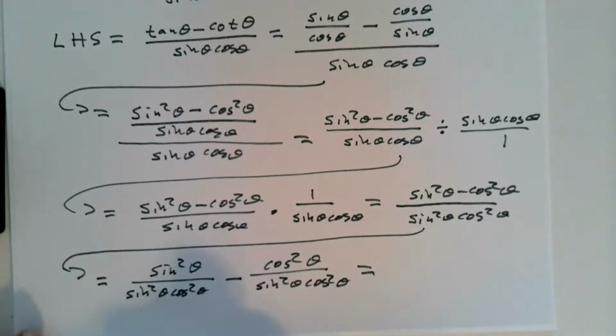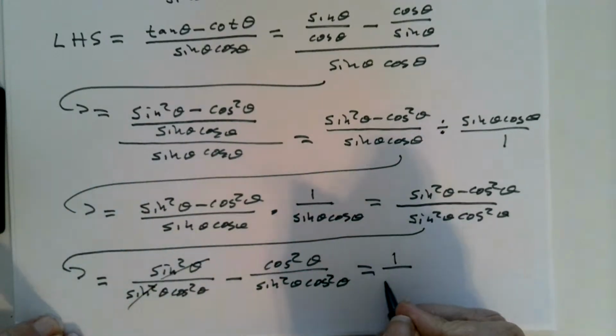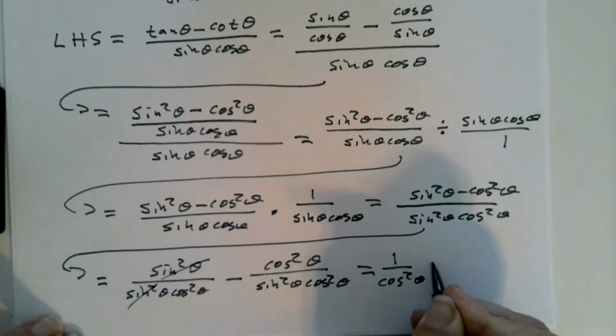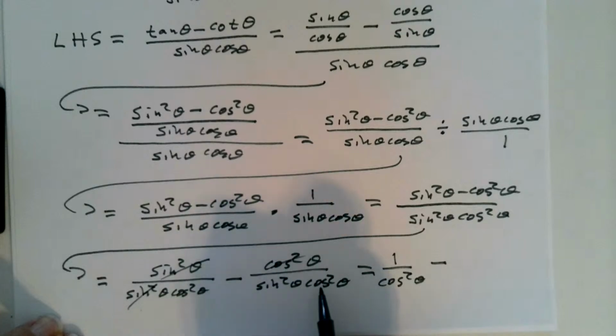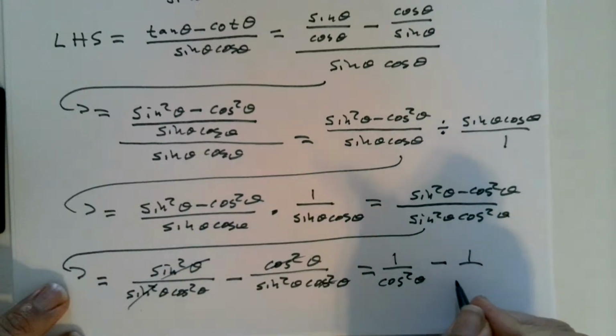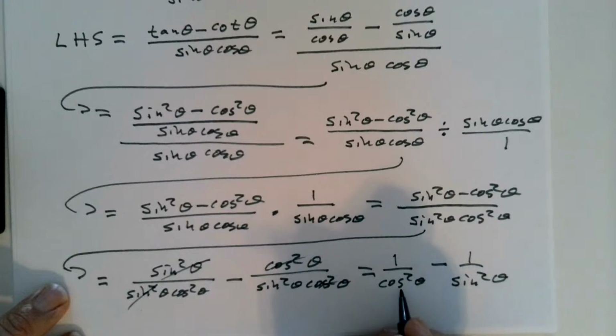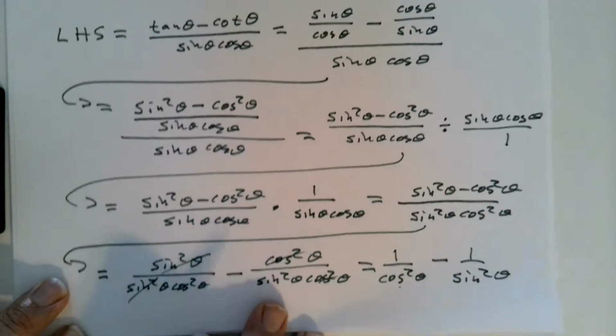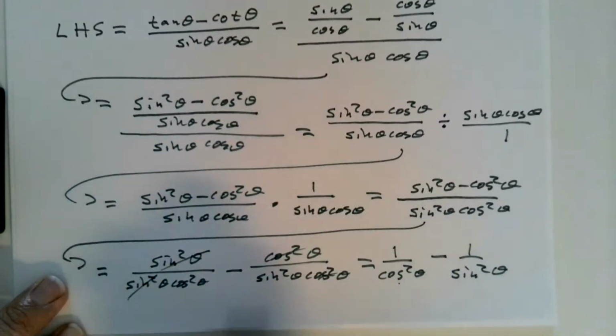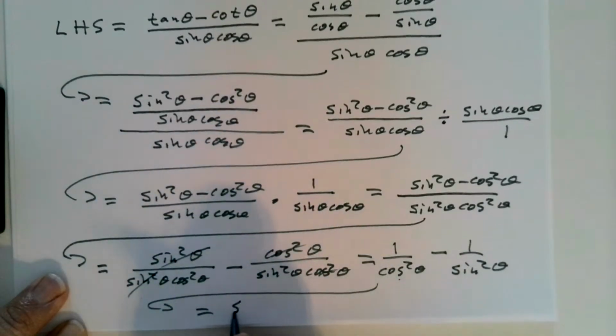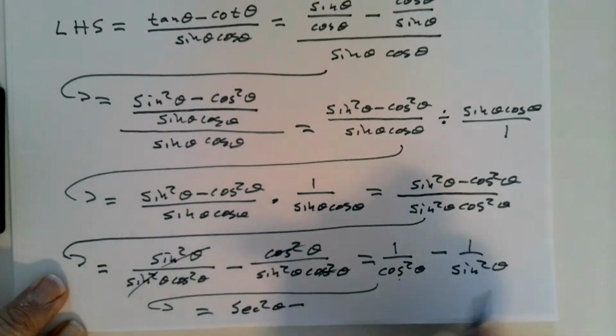And look at what happens. We get some nice things to happen. Sine squared over sine squared divides out. So that's 1 over cos squared theta. Minus, now the cos squareds divide out, and I get 1 over sine squared theta. 1 over cos squared theta is secant squared theta. So it equals secant squared theta minus 1 over sine squared theta, which is cosecant squared theta.